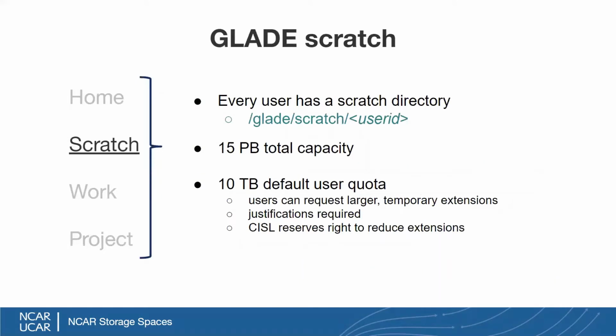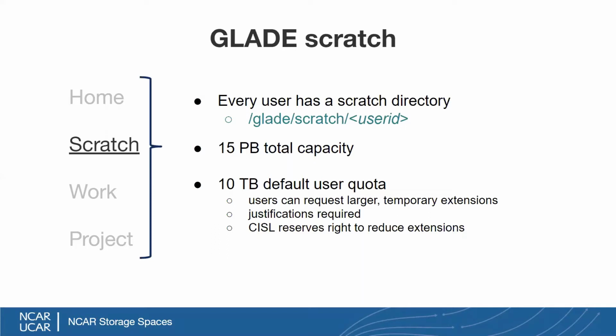So moving on to the Glade Scratch area now. Just like home, every user has a Scratch directory when they're given a user ID. The full path name is Glade Scratch User ID. The entire Scratch space has 15 petabytes of total capacity. I believe right now we're operating at about 70–80% utilization.